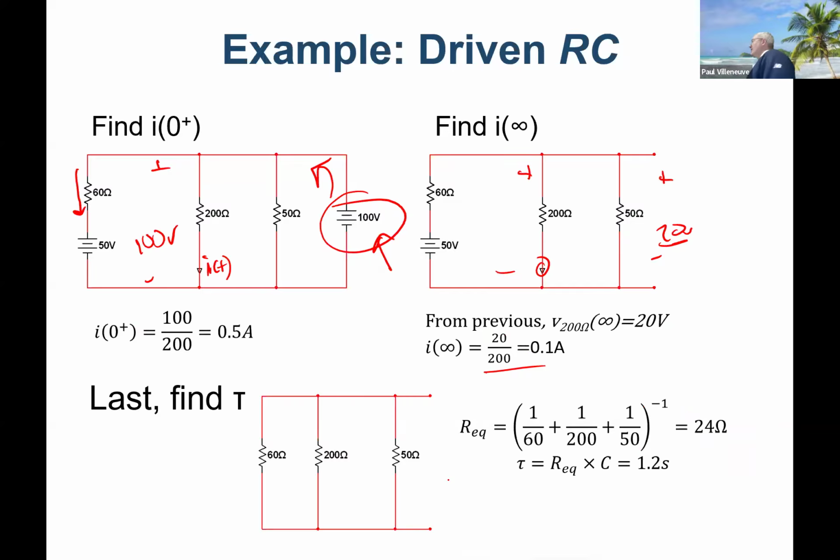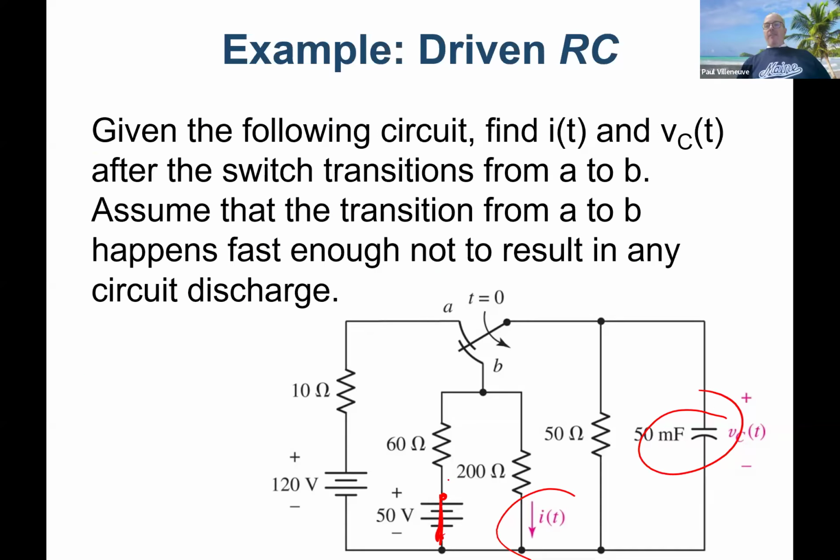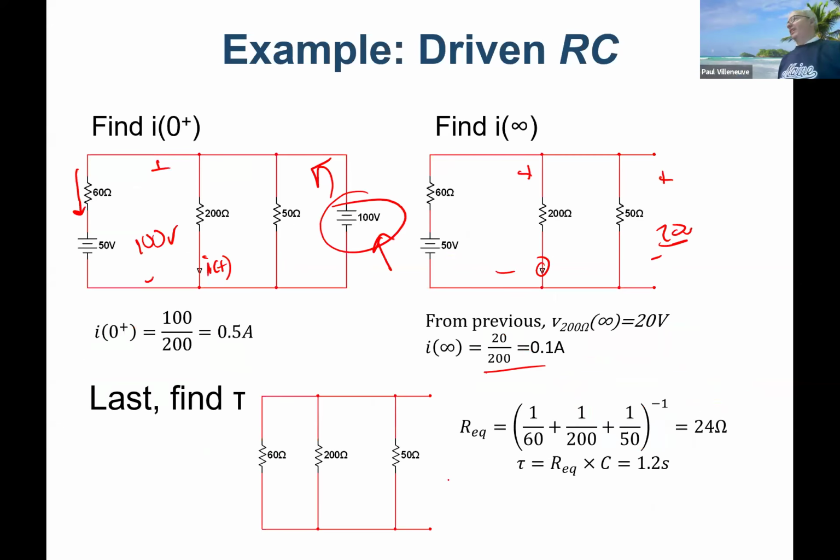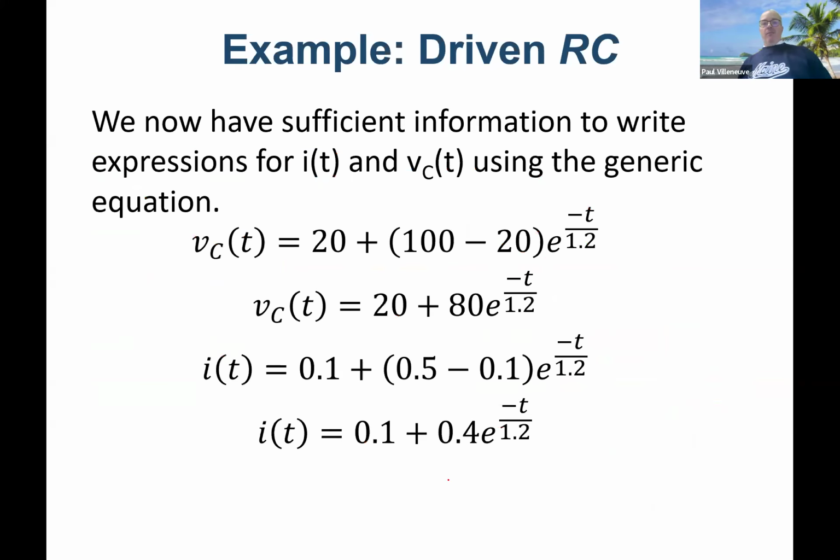So then my time constant is just RC, which when you take 24 and multiply it by 50 millifarads, or 0.05, you end up with 1.2 seconds. So now I have all five of my parameters. I have tau, the two voltages, initial and final condition, and the two currents, initial and final condition. So I can just build my final equations. There's my VC of t, spelled out and then simplified. And then there's my I of t, spelled out and simplified. Questions?